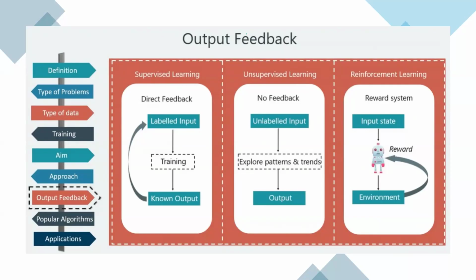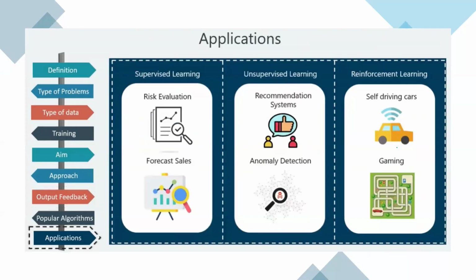In supervised learning, you will have a direct feedback. You have known output and you will have a feedback. Unlabeled, no feedback. In reinforcement learning, reward system. So if it is a punishment or reward, based on that, the input state will depend for the next step. Okay. So this is the output feedback system.